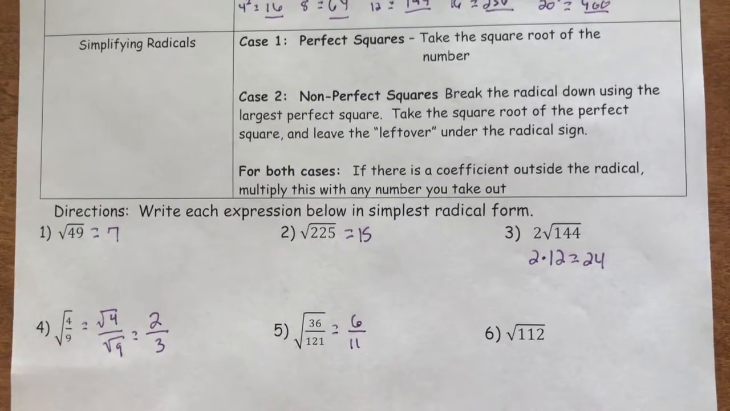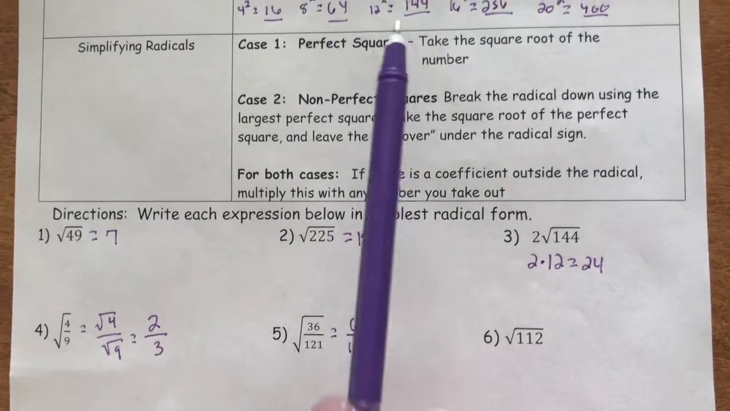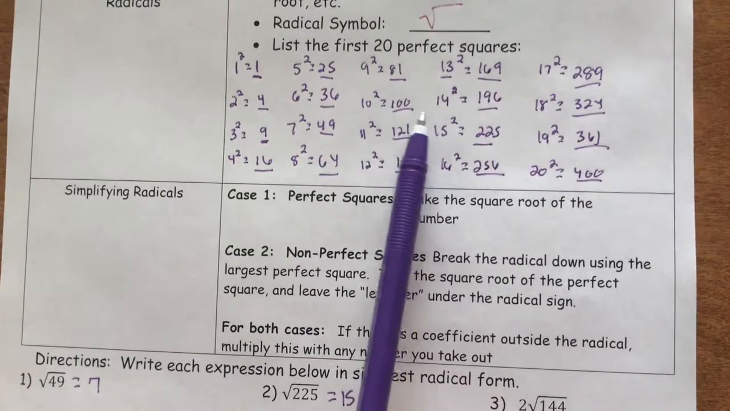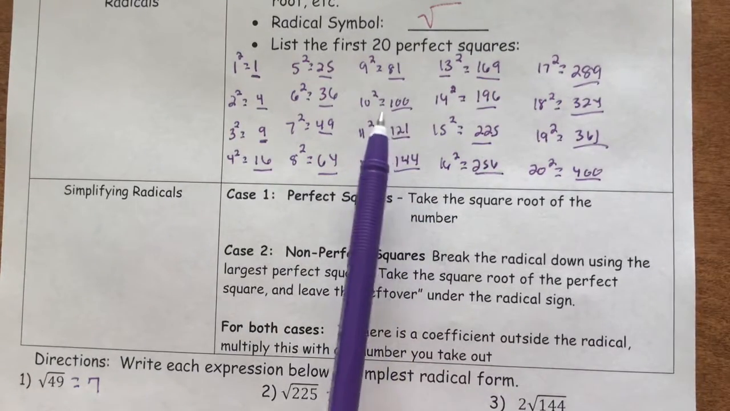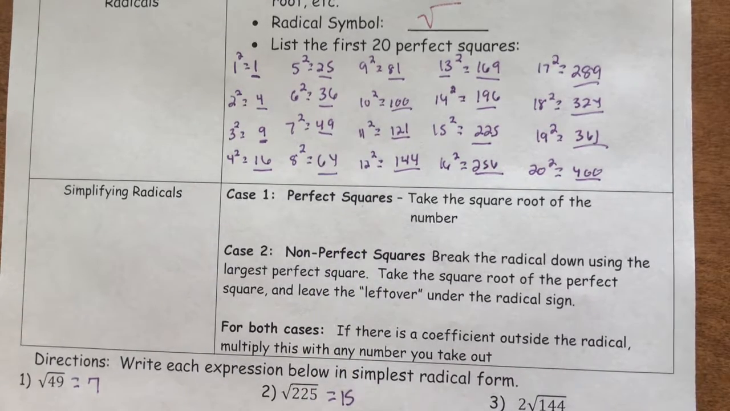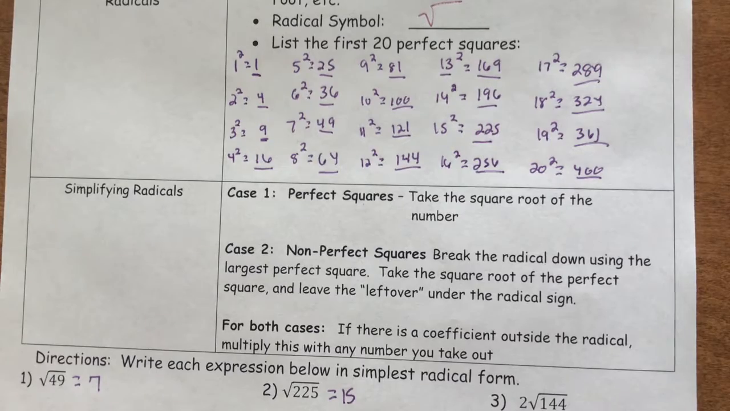Now let's take a look at question number 6. Question number 6 says, take the square root of 112. Well, you should know that 112 is not a perfect square. And if you take a look here, we see that 112 falls between 100 and 121. So when I take the square root of 112, it's going to fall between 10 and 11. But I don't want a decimal and round it off. I want you to break down the non-perfect square.